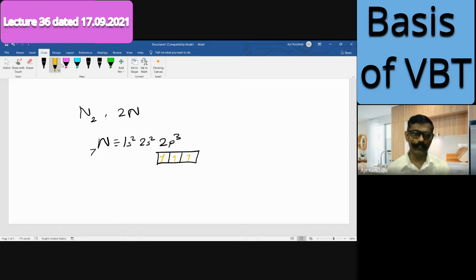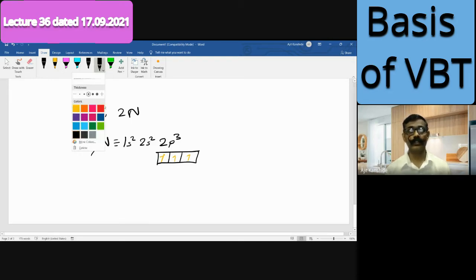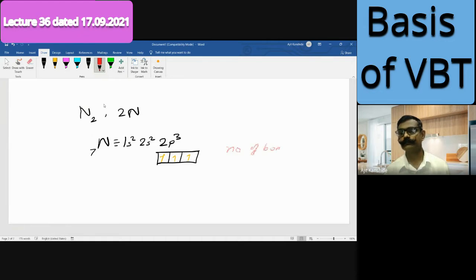In the case of nitrogen, how many unpaired electrons are there? Yes, unpaired electrons are 3. So because of that, what do we expect? How many bonds should be there? 3. Yes, the number of bonds should be 3. How can we understand those bonds? I have to consider the similar other nitrogen atom, again with the 2px, 2py and 2pz orbitals. One unpaired electron is there in each orbital.